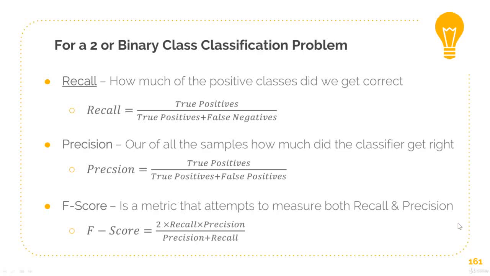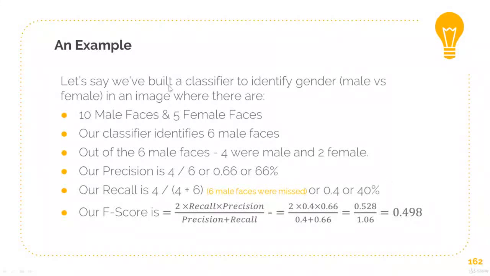Okay, so let's take a look at an actual example here. Let's say we've built a classifier to identify gender, male versus female, in an image, where in this image there were 10 male faces and 5 female faces. So we run our classifier on this image and it picks up 6 male faces. Now, out of those 6 male faces, 4 were actually male and 2 were female.